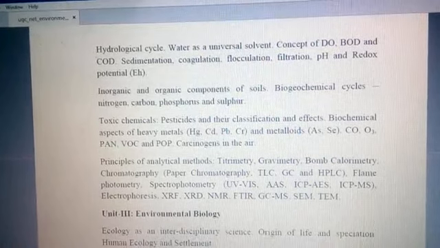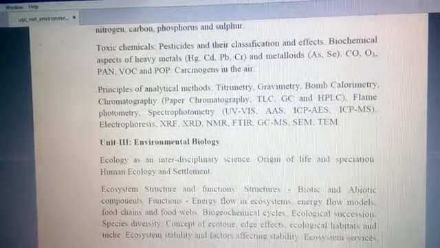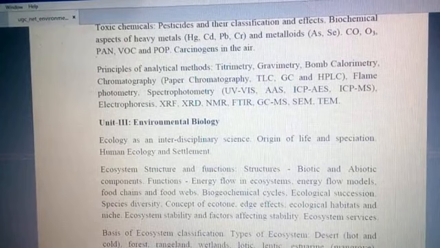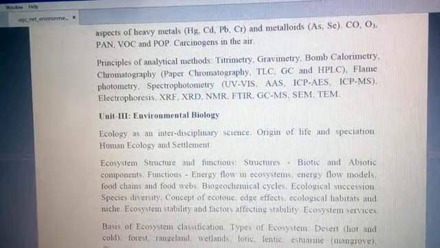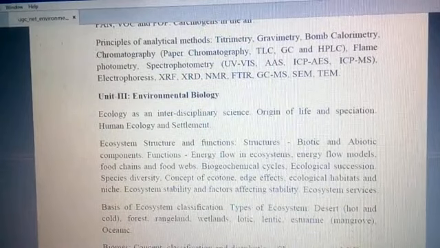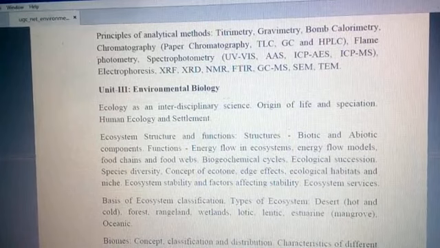Unit 3 contains Environmental Biology. In this unit we will read about ecology as an interdisciplinary science, origin of life and speciation, human ecology and settlement. The next topic is ecosystem structure and functions. In the structure we will cover biotic and abiotic components. In the functions: energy flow in ecosystems, energy flow models, food chain and food web.